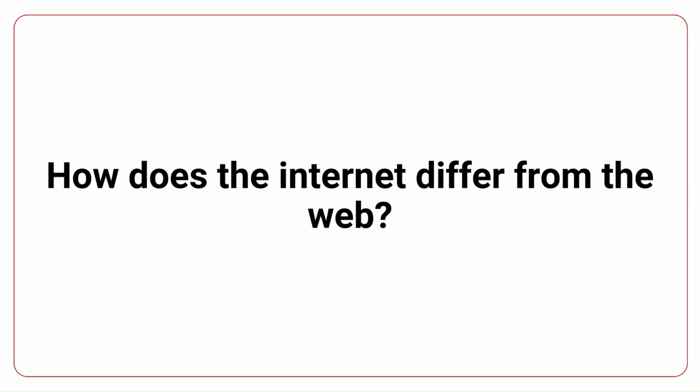Question number 1 is, how does the internet differ from the web? The internet connects computers on a network of large cables on land and under the sea. The internet also has wireless capabilities, whereas the web runs on the internet and provides access to web pages and other content via URLs.